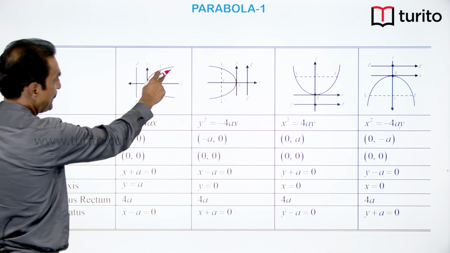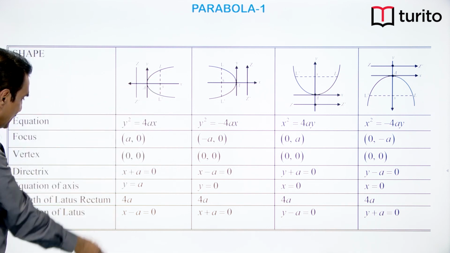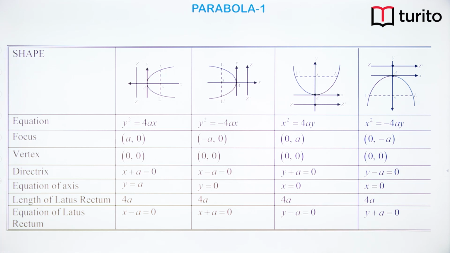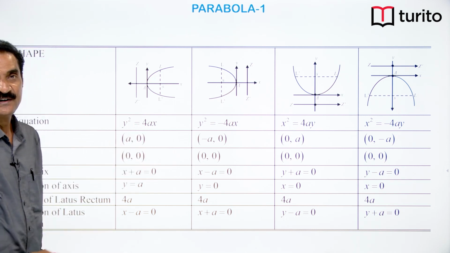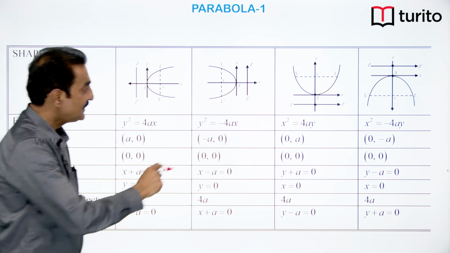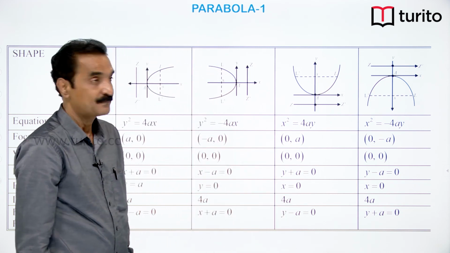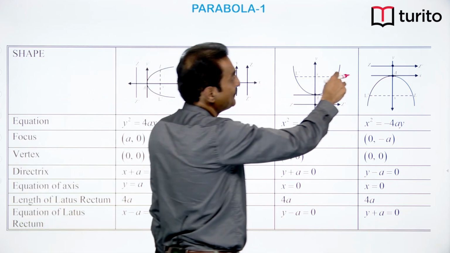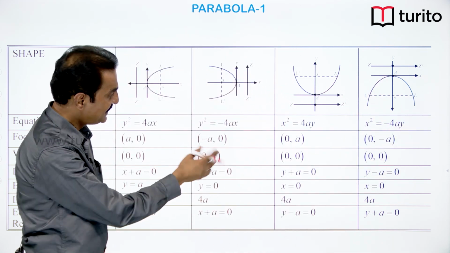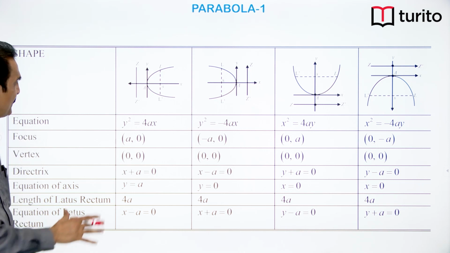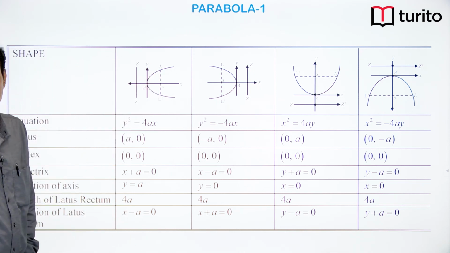This is the shape, its equation is y square is equal to 4ax, and these are the characteristics. This is y square is equal to minus 4ax and its characteristics. This is x square is equal to 4ay and its characteristics. Next is x square is equal to minus 4ay and its characteristics. It is very easy to remember. If you can remember this table, you can directly fill the remaining table. How?